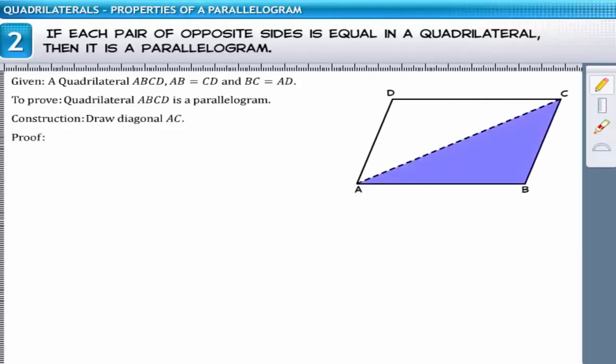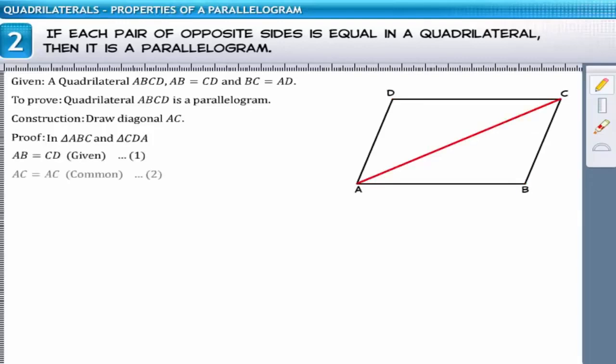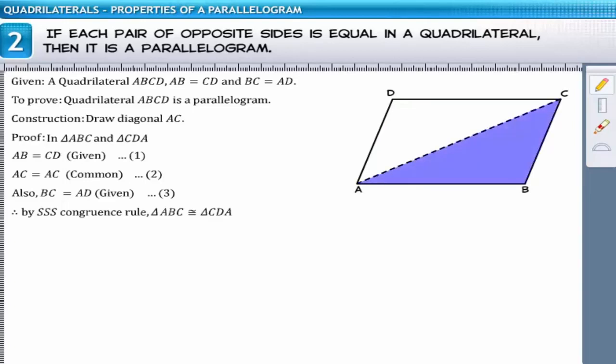In triangle ABC and triangle CDA, side AB is equal to side CD, denoting it by equation 1. Side AC is common to both the triangles, denoting this by equation 2. Side BC is equal to side AD, denoting it by equation 3. Thus, the three sides of triangle ABC are equal to the corresponding three sides of triangle CDA. Therefore, by the SSS congruence rule, triangle ABC is congruent to triangle CDA.